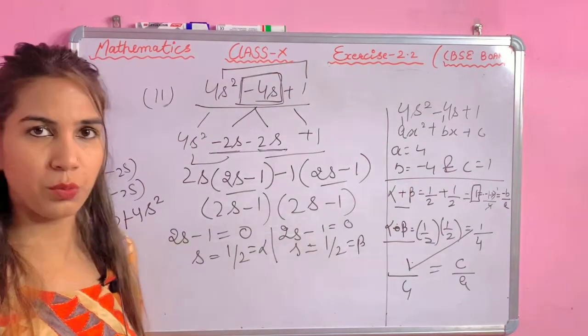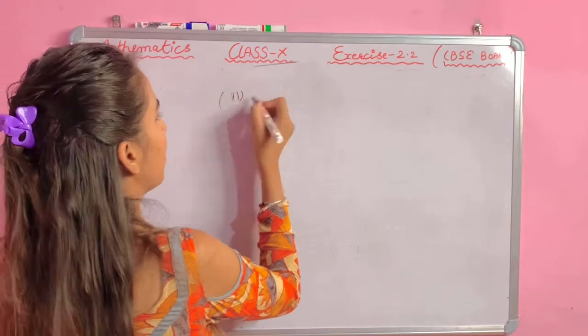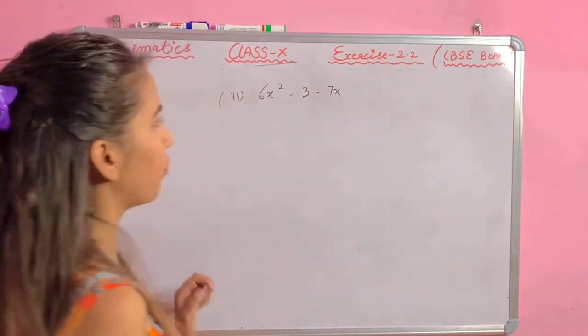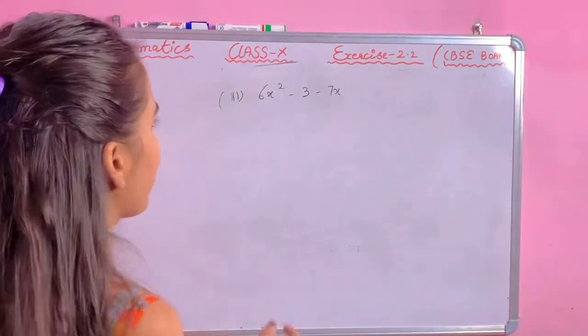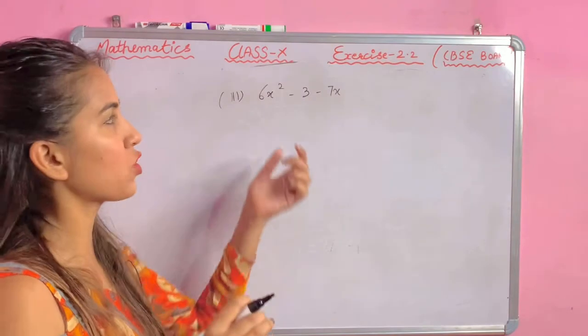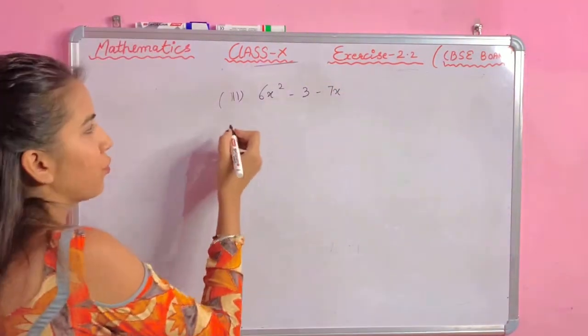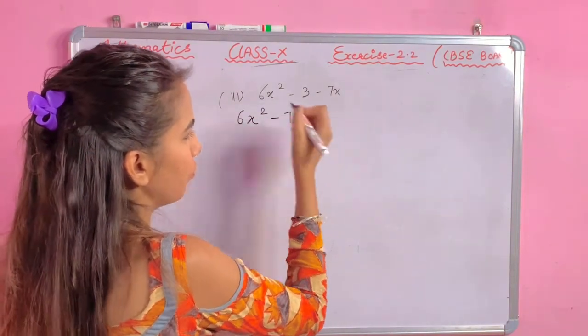Let's move to the third part now. So students, the third part is 6x square minus 3 minus 7x. First of all, we have to rearrange this quadratic equation. As we know, the first term is of x squared, then comes x, then comes the single term. So first of all, we will write it as 6x square minus 7x minus 3.